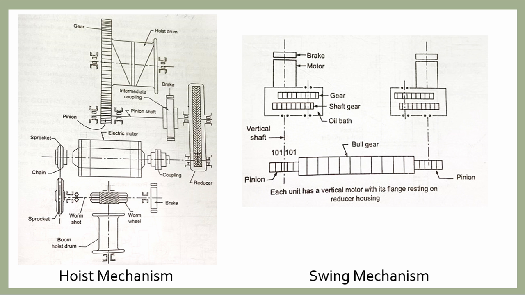Now coming to the swinging mechanism. Here is a bull gear, and there are pinions. This one is the vertical shaft line. Here is the oil bath. In between the oil bath there is a gear, and the shaft gears are there. This one is the motor, and this one is the brake. Here each unit has a vertical motor with its flange resting on the reducer housing. So the swinging mechanism basically consists of two units, number 1 and number 2.